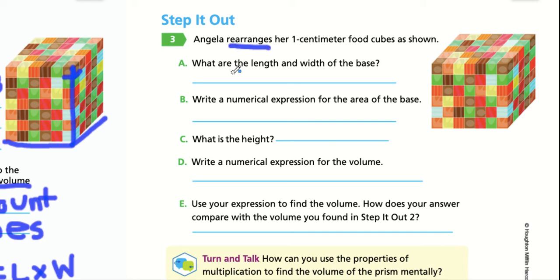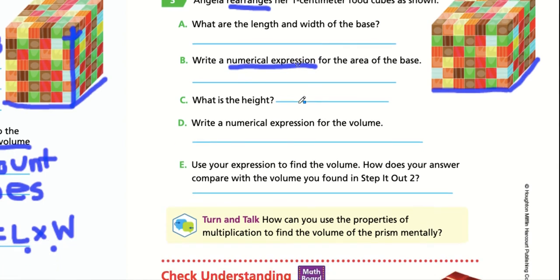Now I want to know for Part A, what is the length and the width of the base? Part B wants you to write a numerical expression for the area of the base. Here, it did not ask you to find the area or do anything. It just wants to know, length equals, width equals. Then write the numerical expression for the area. Expression means a number and a number with an operation. It only wants the numerical expression, the numbers and the operation.